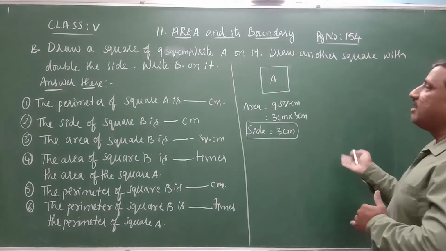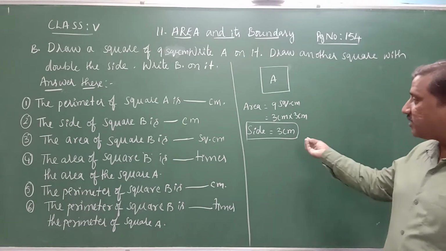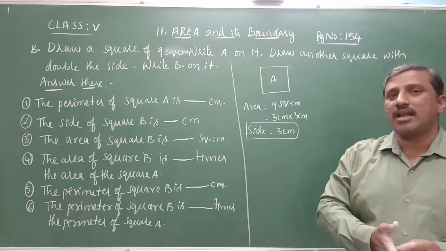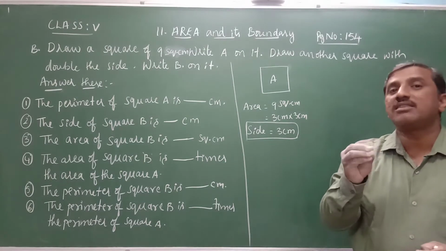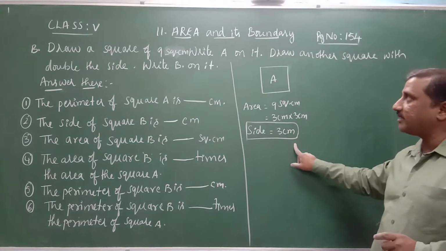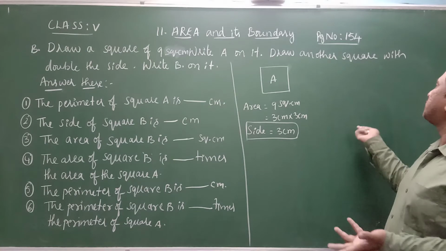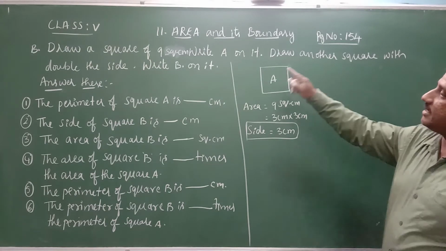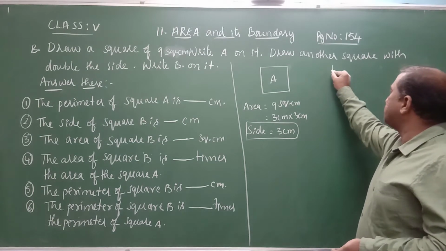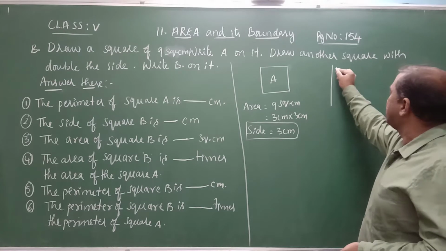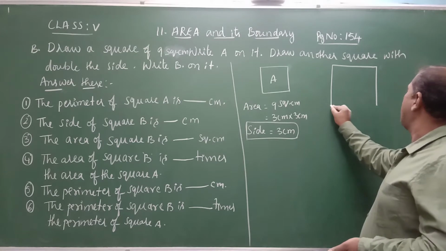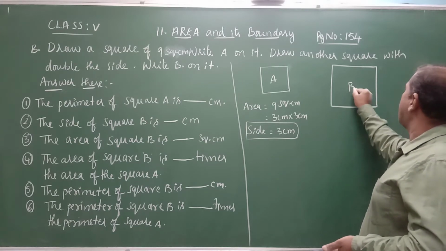Draw another square with double the side. So why did I find the side of square A? Because to draw the second square, we should know the length of each side of the square. For that reason, I found it is 3 centimeters. Then we have to draw one more square whose side is double, meaning 2 times, twice. So how much will 2 times be? 6 centimeters will be there. Am I right? 2 into 3 is 6. 6 centimeters is the side of square B.